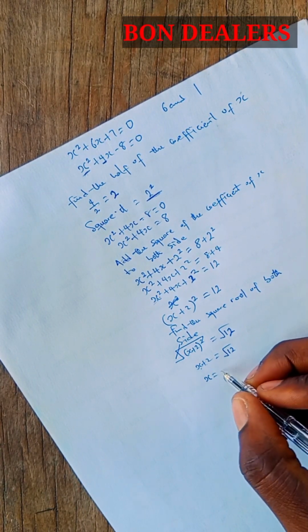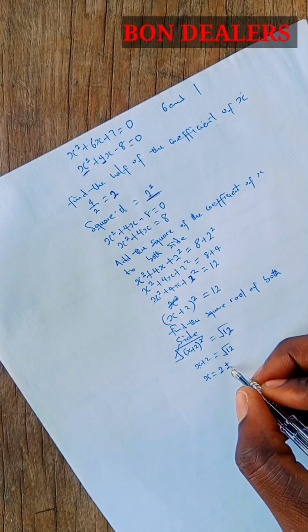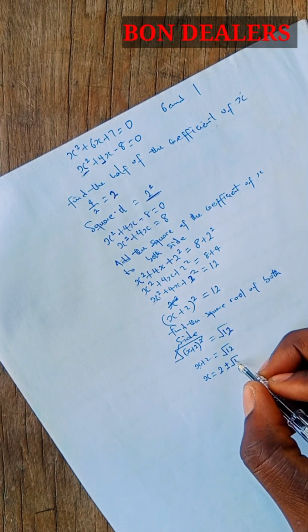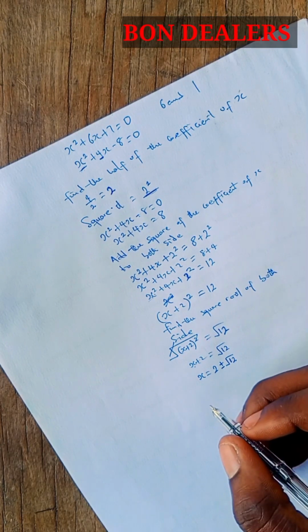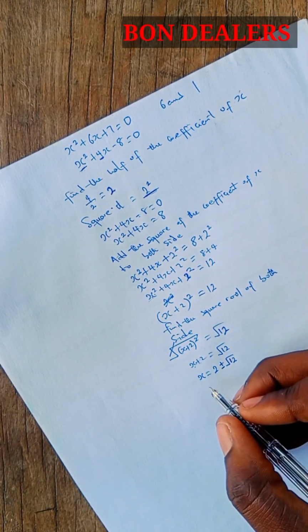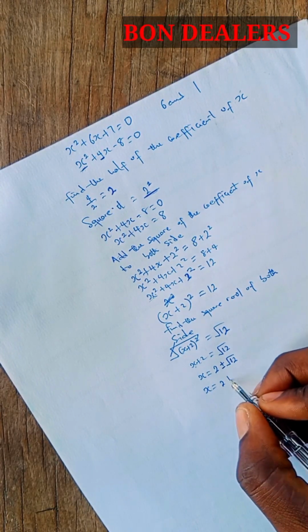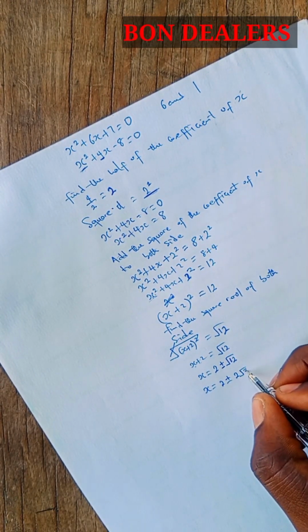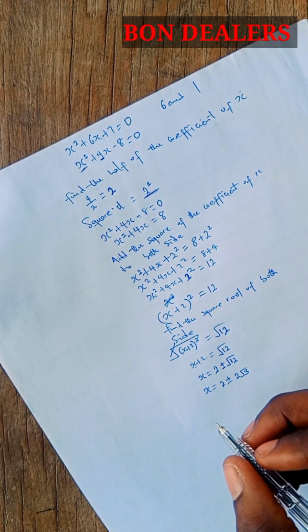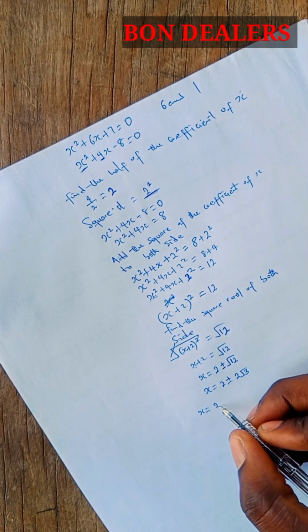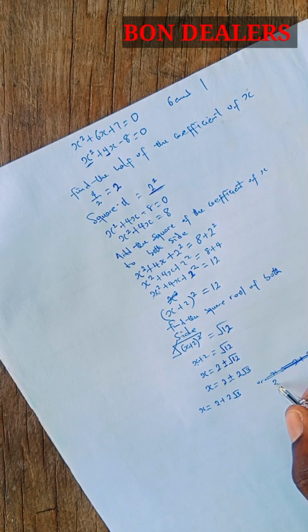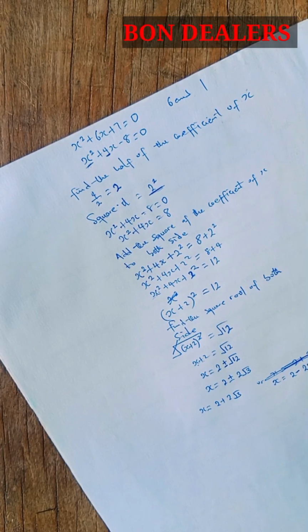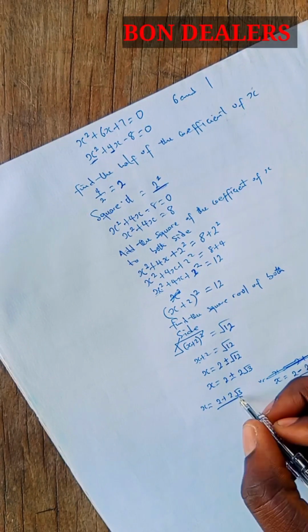At the end of the day, you'll have x equals 2 plus or minus, because you will have two values for the square root of 12. The square root of 12 is 2 root 3. So x equals 2 plus or minus 2 root 3. Then you have x equals 2 plus 2 root 3, or x equals 2 minus 2 root 3. So these are the two possible values you can have.